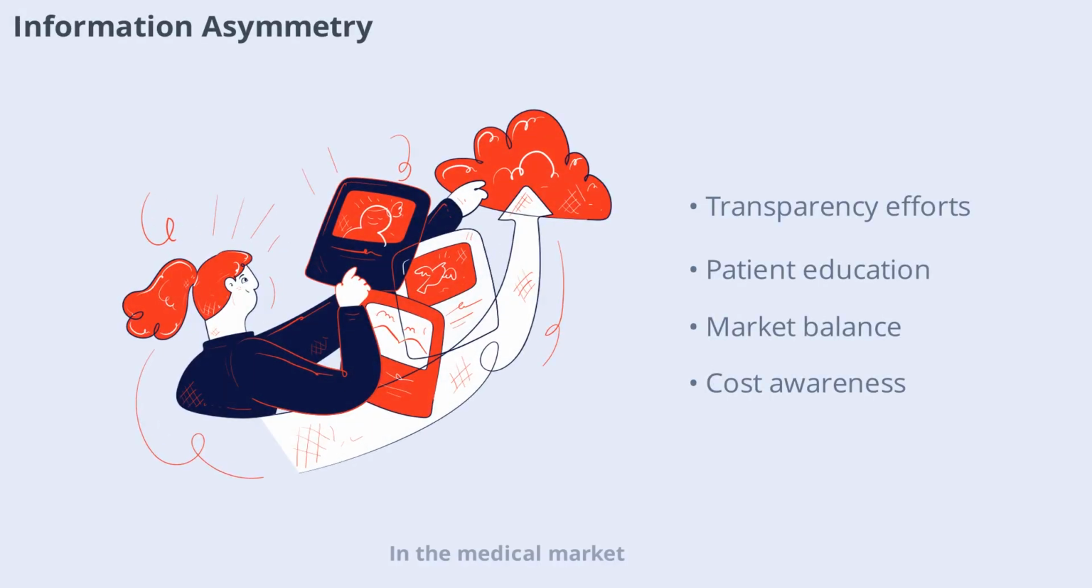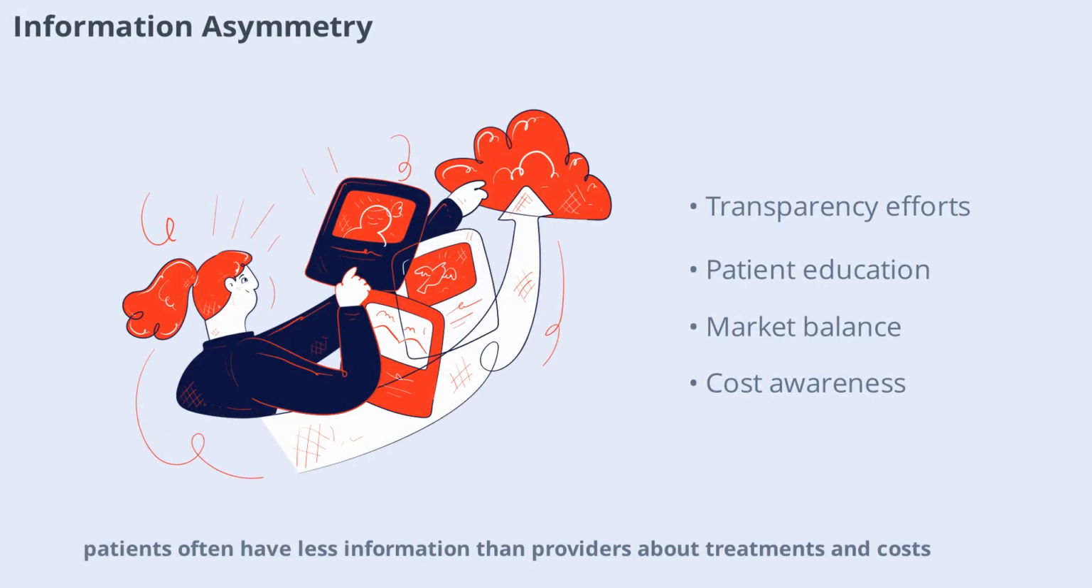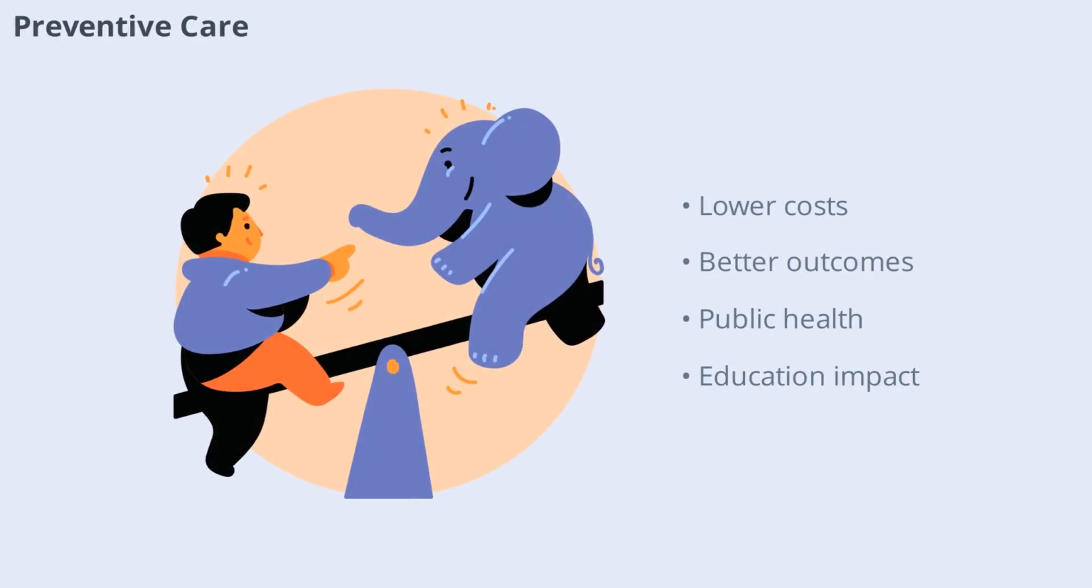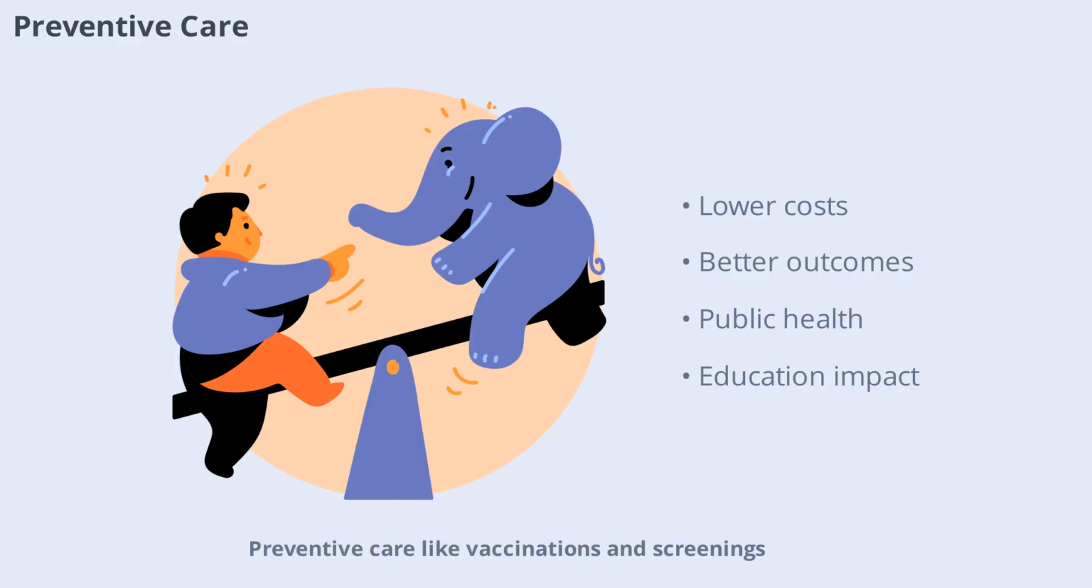In the medical market, patients often have less information than providers about treatments and costs. This information asymmetry can lead to inefficiencies, higher prices, or unnecessary treatments. Efforts to improve transparency and patient education are ongoing, aiming to create a more balanced market where supply and demand can interact fairly. Preventive care, like vaccinations and screenings, can reduce demand for expensive treatments by keeping people healthy.